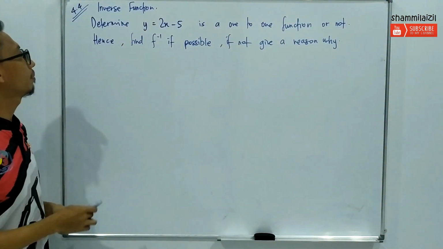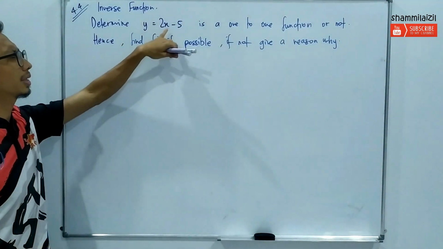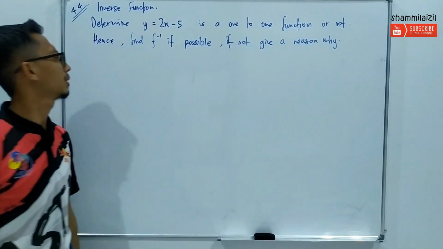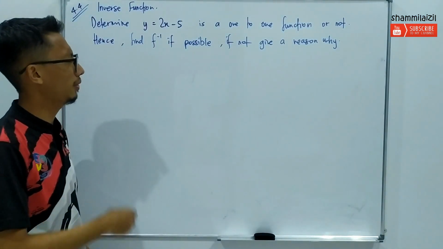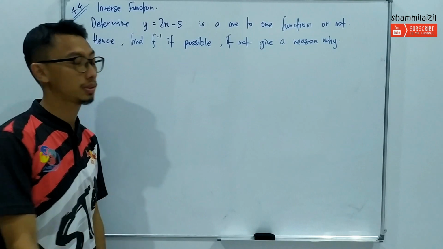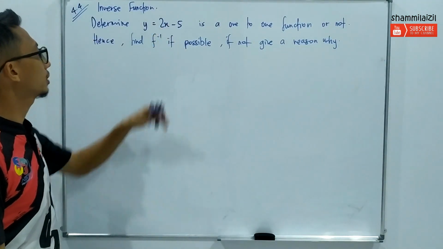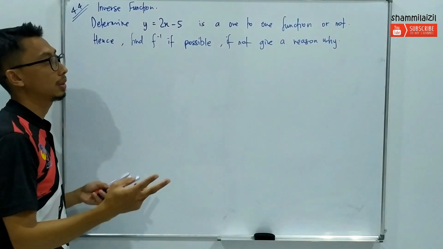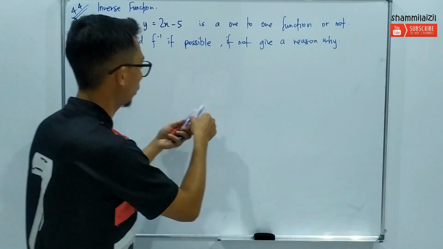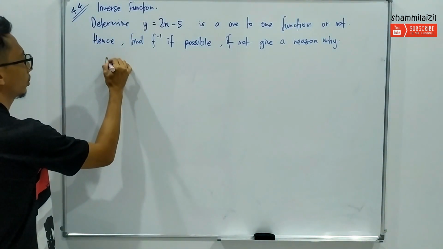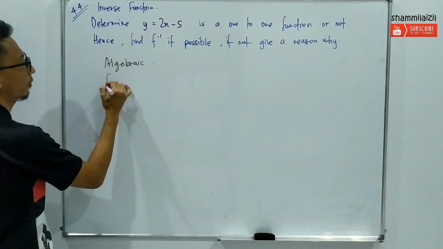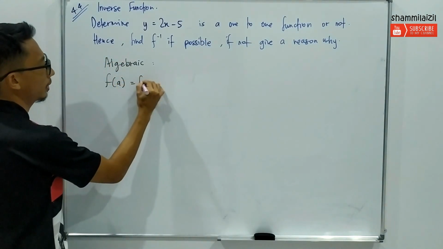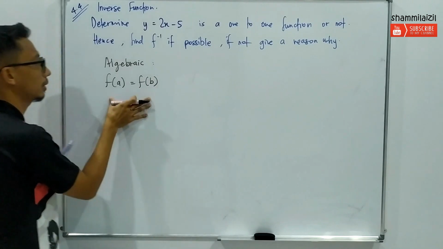Okay guys, example: determine whether y equals 2x minus 5 is a one-to-one function or not. Hence find f inverse if possible. If not, give a reason why. So given a linear function, to test whether it is a one-to-one function or not, we have two options. We can use the algebraic or graphical method. For the algebraic method, we have f(a) equals f(b). This is the general formula to prove it.